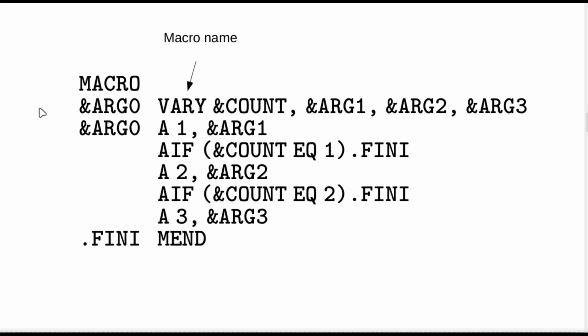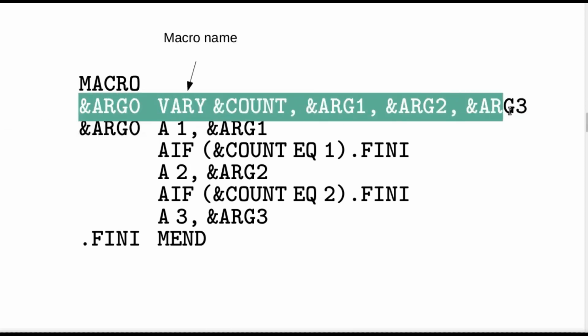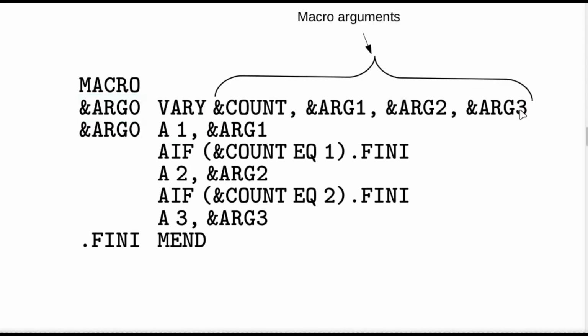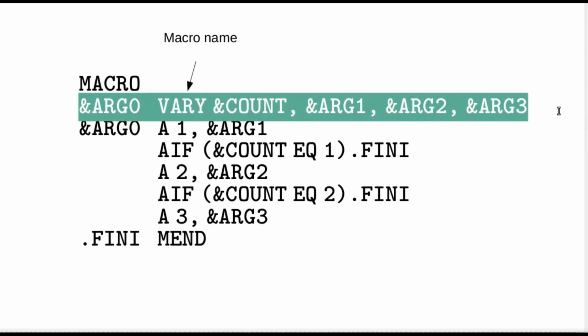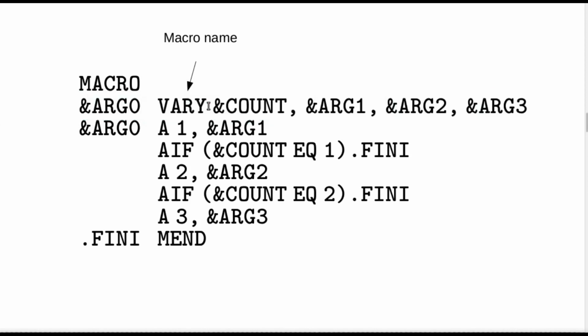The next instruction contains a set of values. Now each of these values has a specific meaning. This VARY is nothing but the name of the macro. If we ignore the rest for now, we know that VARY is the name of the macro. We have seen this in the previous lectures with different names, but here VARY is the macro name.